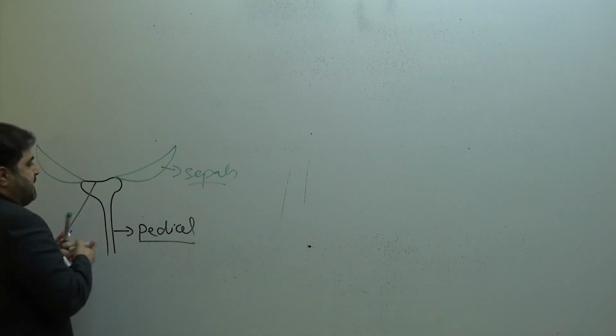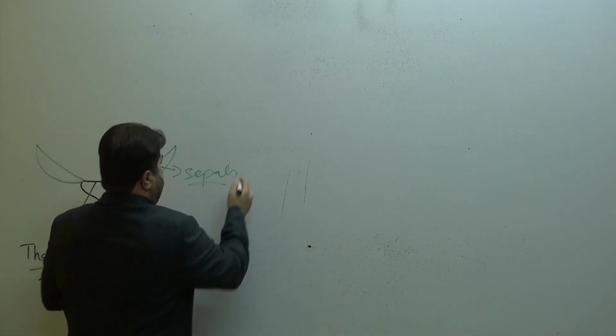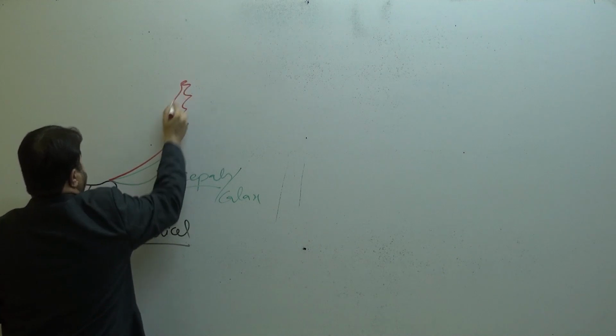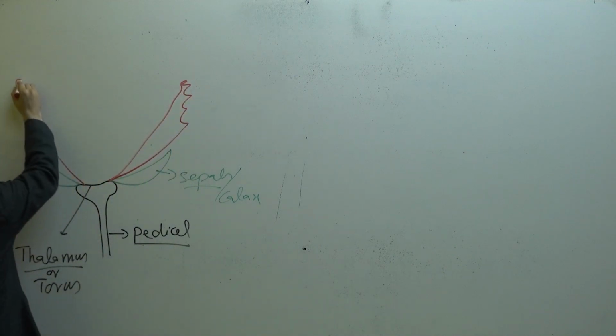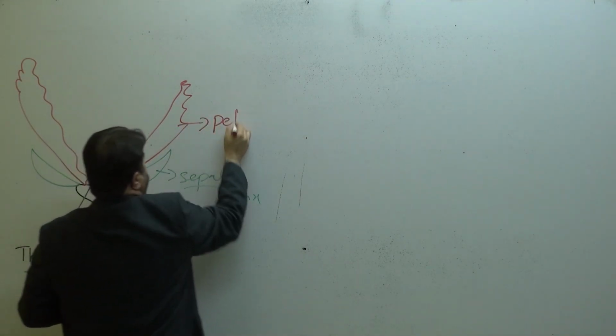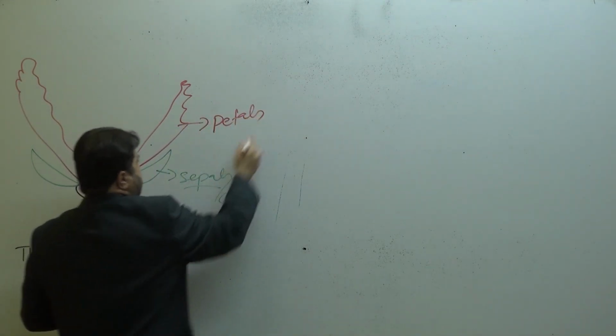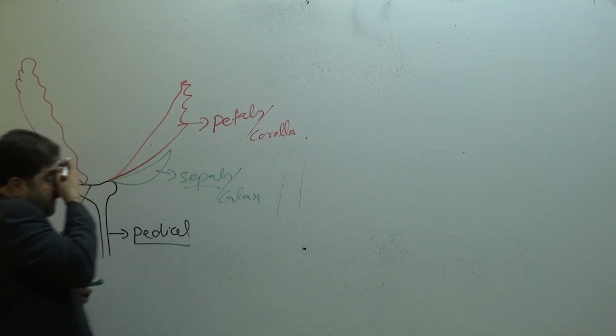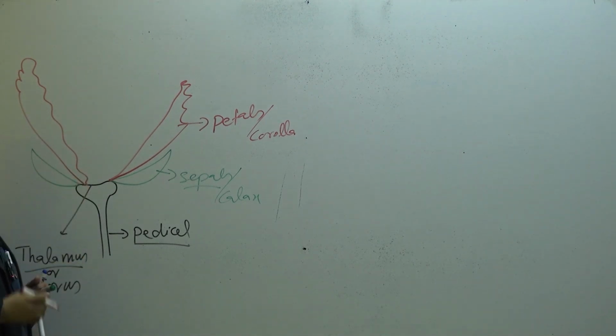A group of sepals is called the calyx. Another whorl that is colorful is called the petals. The group of petals is called the corolla. This corolla or petal attracts insects and helps in pollination because it contains chromoplasts that are used for the color.